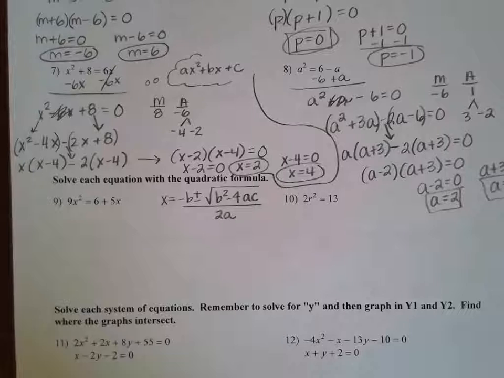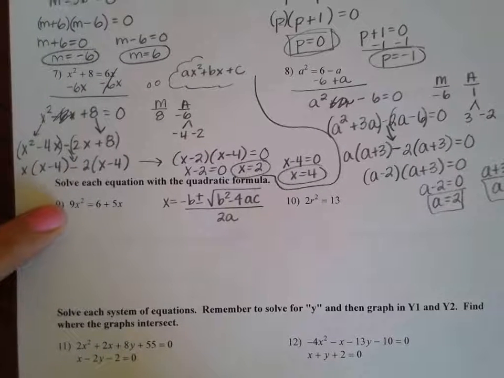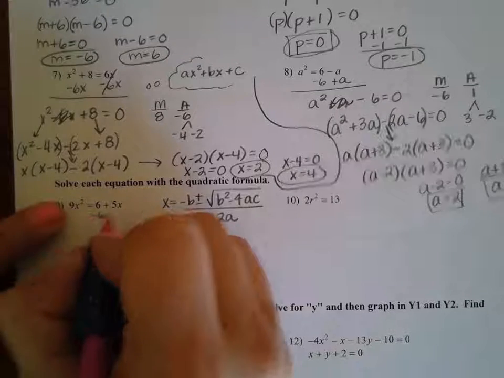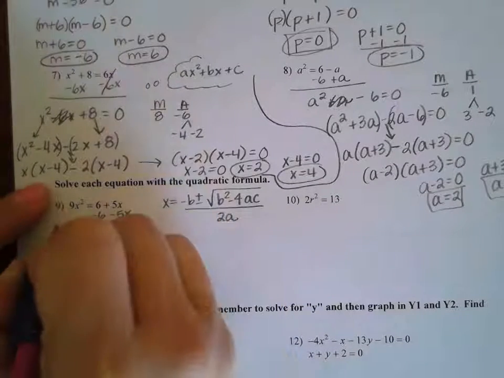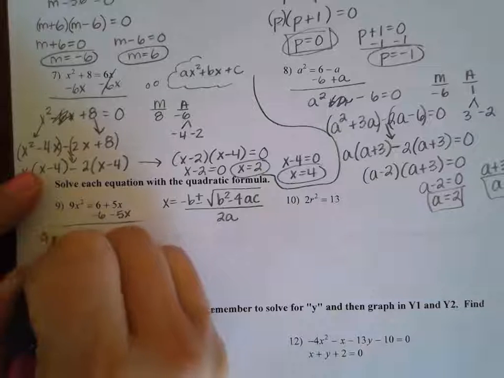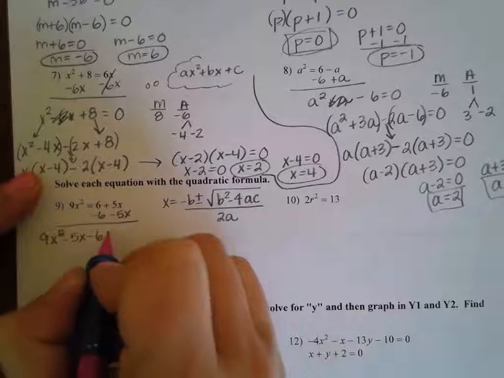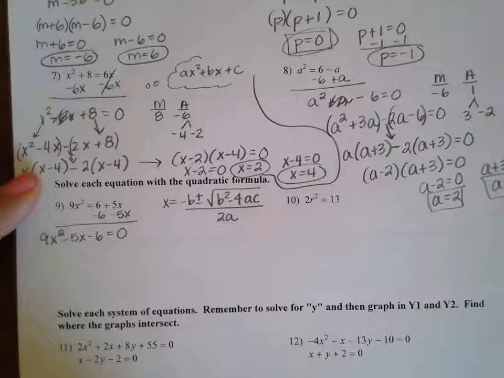So you got to get your equation set equal to 0. We can't use it at this point. We got to get it equal to 0 first. So we're going to subtract 6, and we're going to subtract 5x. So this will be 9x squared minus 5x minus 6 equals 0.